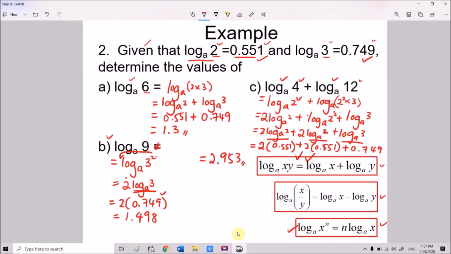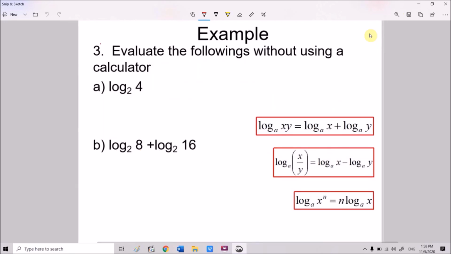(2.953). Now we go to question number 3. Evaluate the followings without using a calculator. So now you are not allowed to use a calculator to find the values. Okay, so now for this, the base is very important. So we can usually convert this number so that it has something to do with the value of 2.